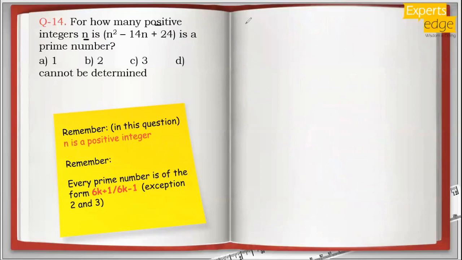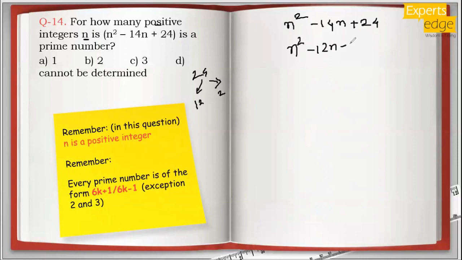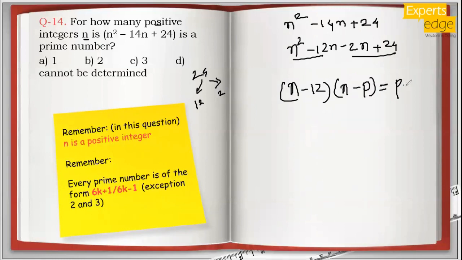Right? So if I try this, there's a simple quadratic equation. Everyone must be knowing how to break this up. So I need to factorize 24 into two numbers such that the addition or subtraction gives me 14. The two numbers have to be 12 and 2. So I can write this as n square minus 12n minus 2n plus 24. Right? So from this n can be taken out and from this minus 2 can be taken out. The final two factors will be n minus 12 and n minus 2. And I know this should be what? Prime number.